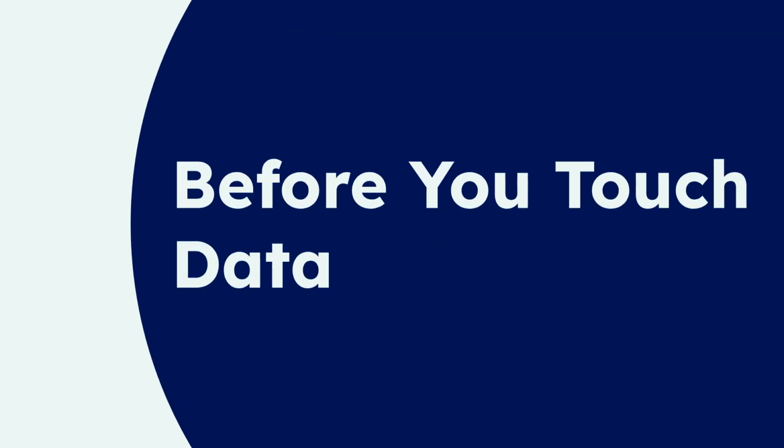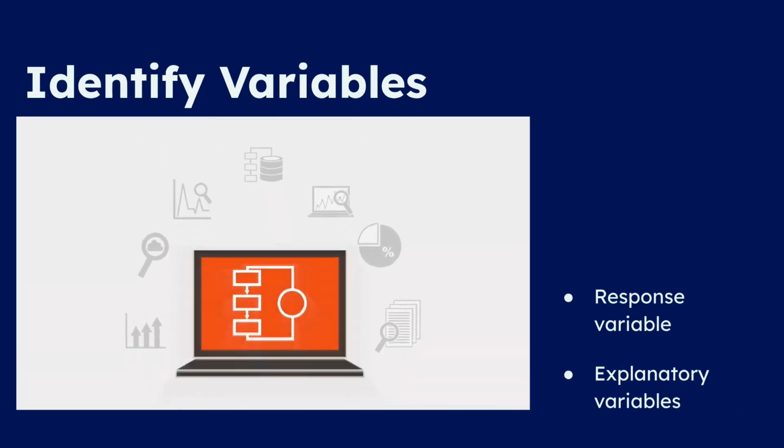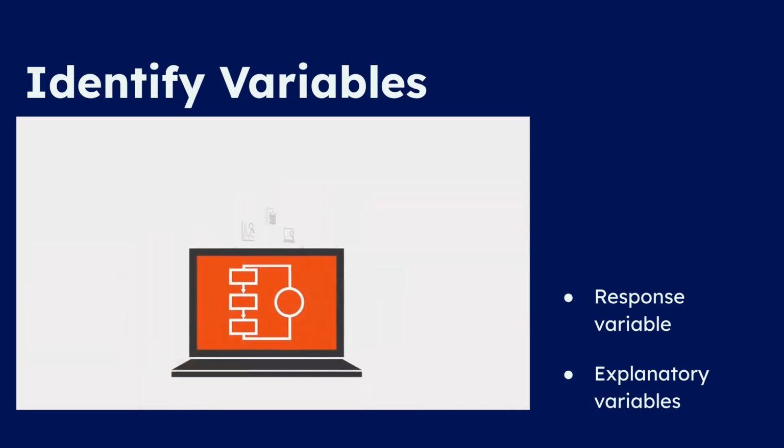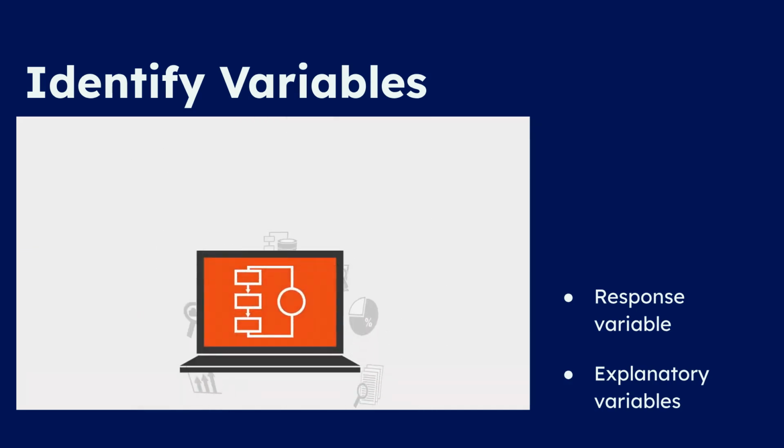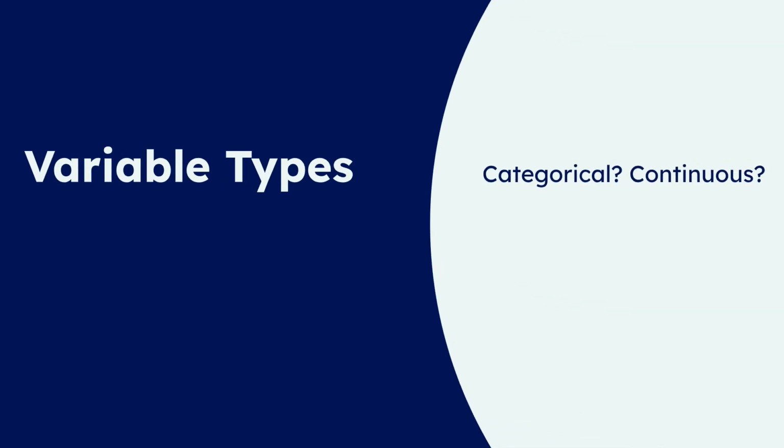Before you dive into the code, you must first ask yourself the right questions about your data. First, identify your response variable, which is what you are trying to predict or explain. Then, identify your explanatory variables, which influence the response. Next, determine if your variables are continuous or categorical. Continuous variables can take any value, while categorical variables fall into a limited number of categories.